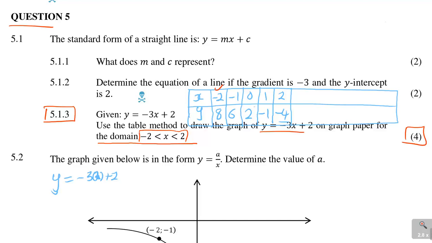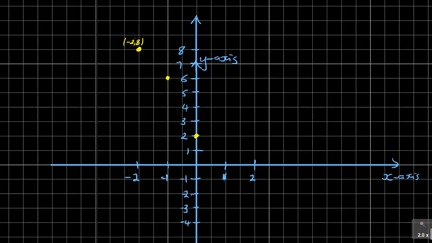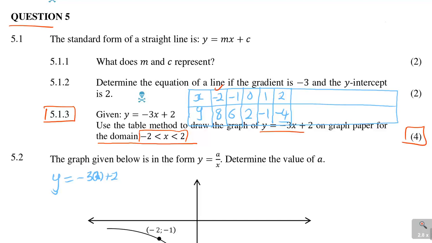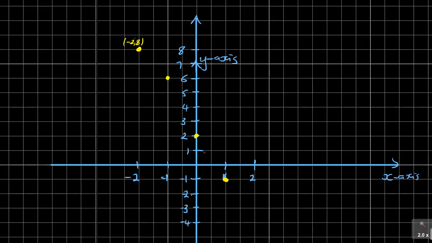Then you move on. When x is 1, y is -1. So when x is 1, the y value is -1, at the bottom there. And then lastly, when x is 2, y is -4. So when x is 2, y is -4 is at the bottom now. When you have done that, the most important thing now is to join the points.